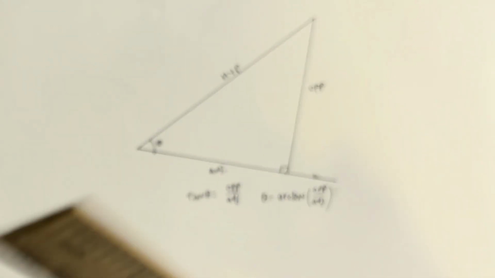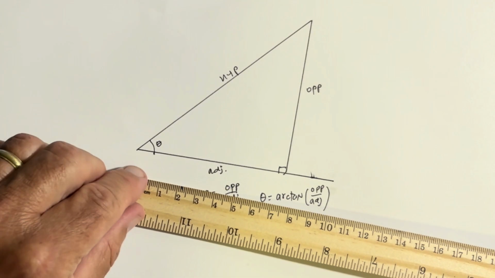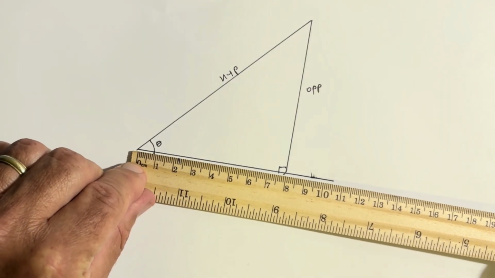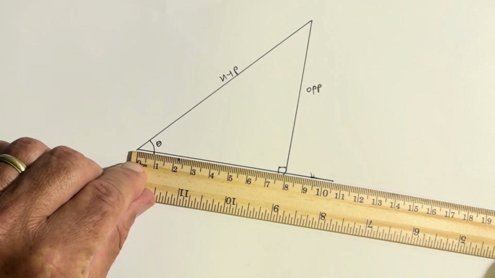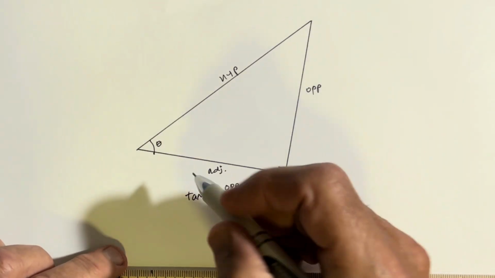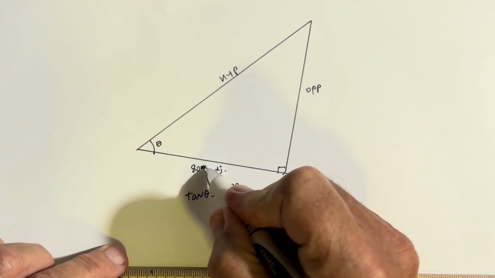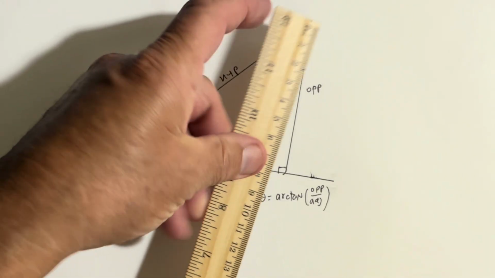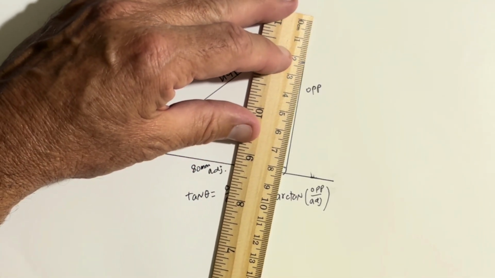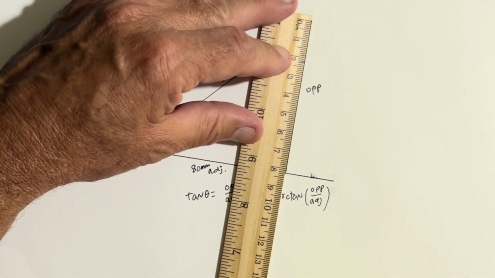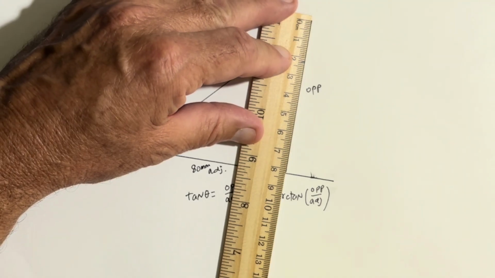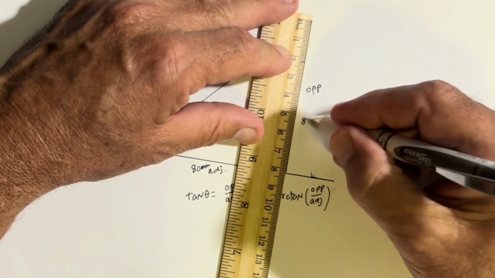So first of all, let's use our ruler. We're going to use a millimeter scale. Put the line right there. And that looks like that's going to be right at 80. So the adjacent is 80 millimeters. And let's put this right there. Going down here, that looks like 83 millimeters.